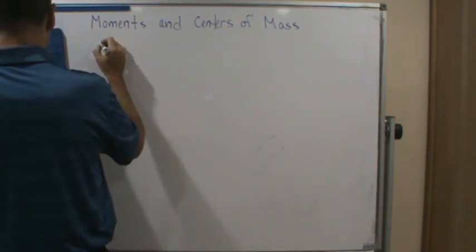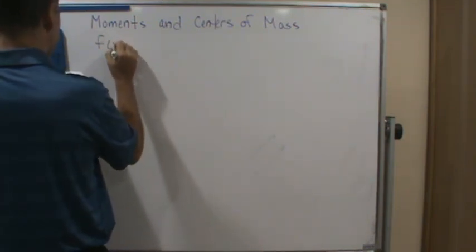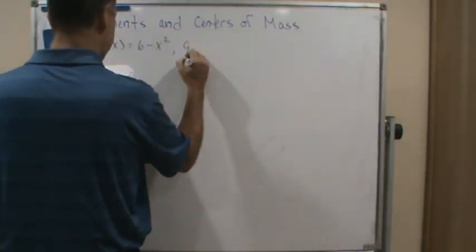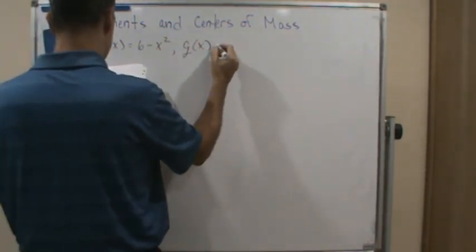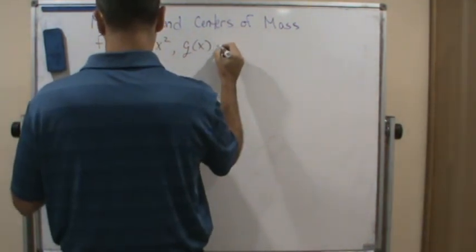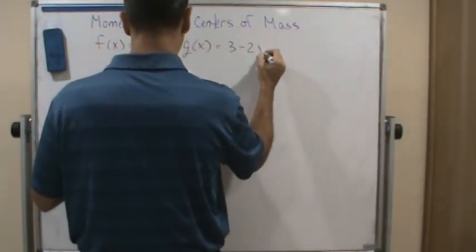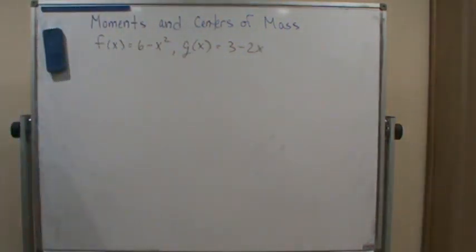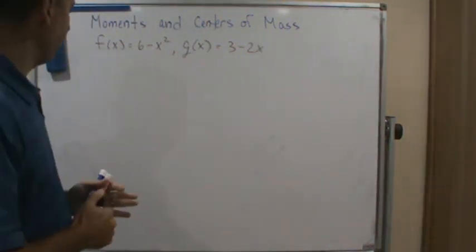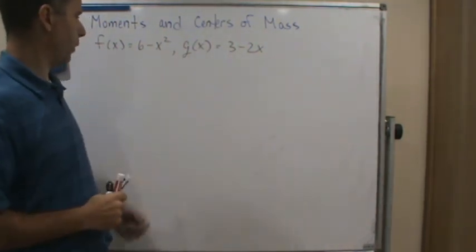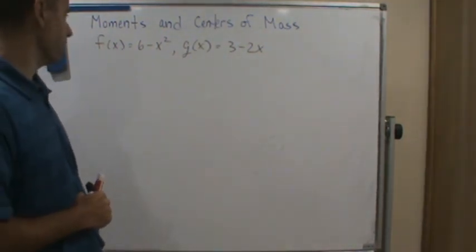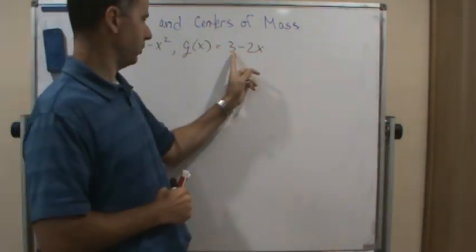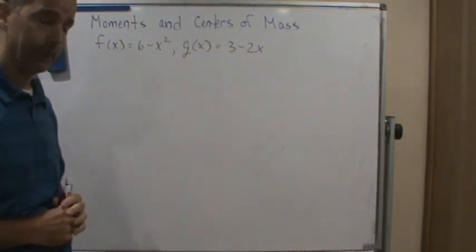Okay, so here's one for you. So here's f of x and g of x. So let's say we have a region that's bounded by these two curves, right? The graphs of these two curves. F of x equals 6 minus x squared, and g of x equals 3 minus 2x, okay?